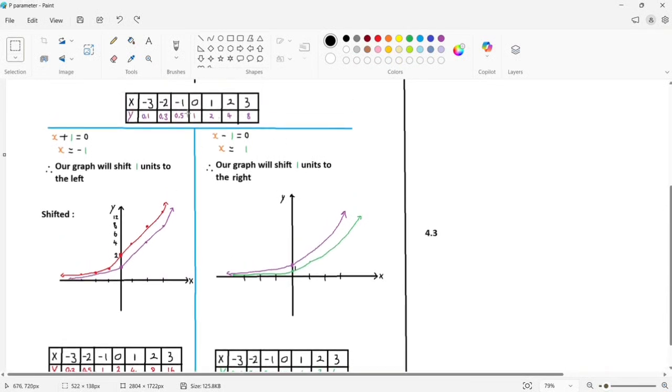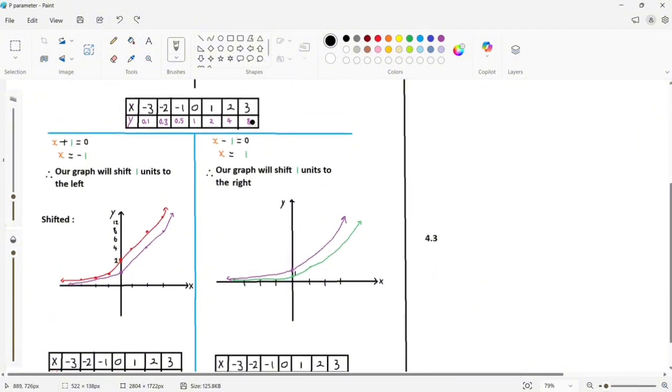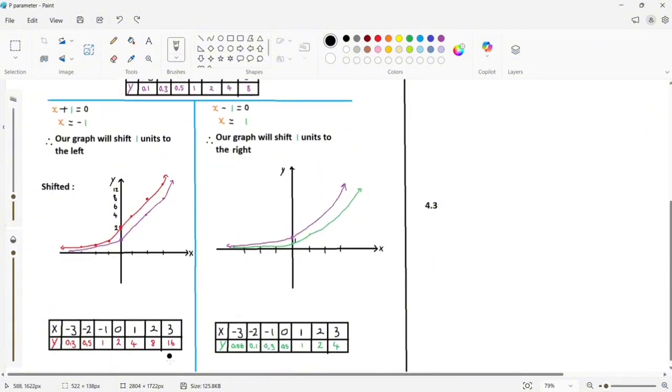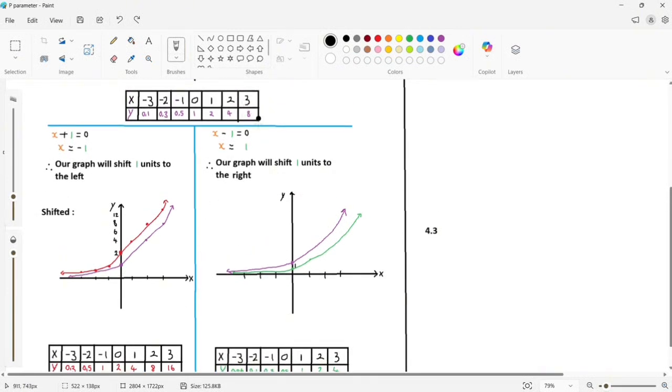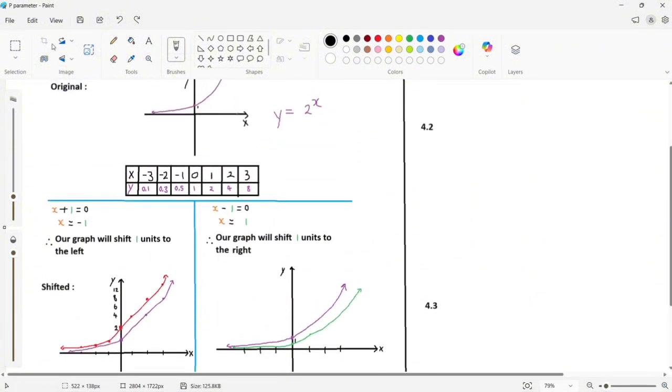Compare these two things. And also compare with these values. Look here. The entire values are shifting to the left. Here, 3 was 8. Now all of a sudden, 3 is now 16. You see, it shifts this way. 2 is no longer 4.